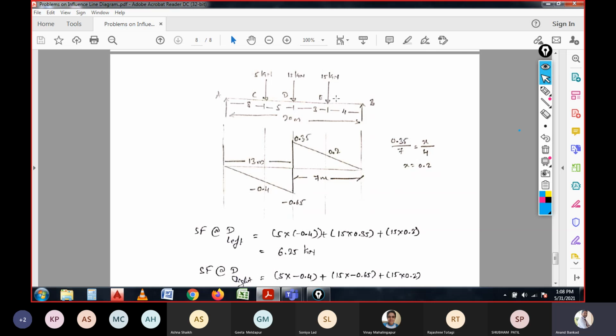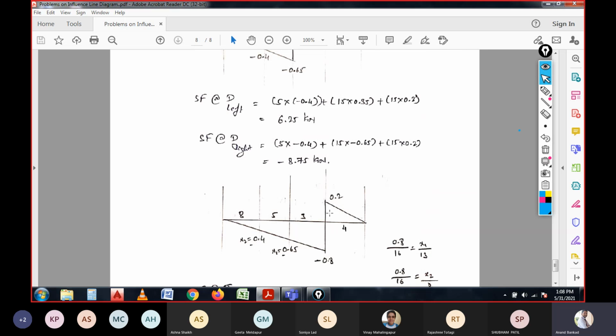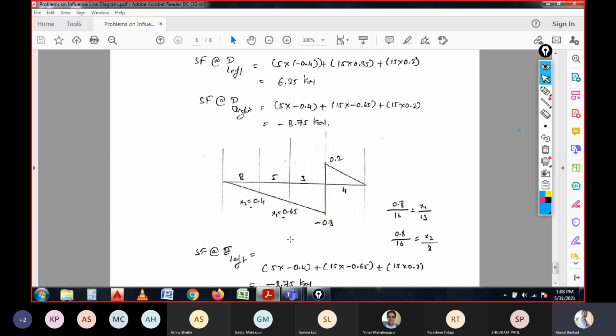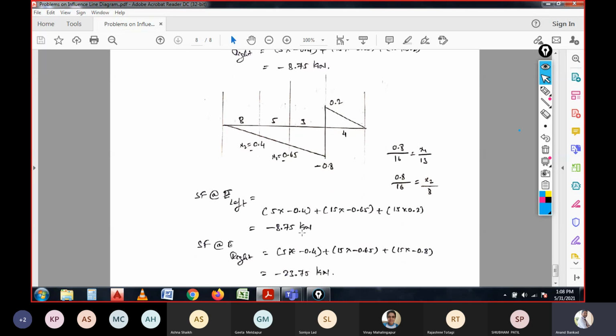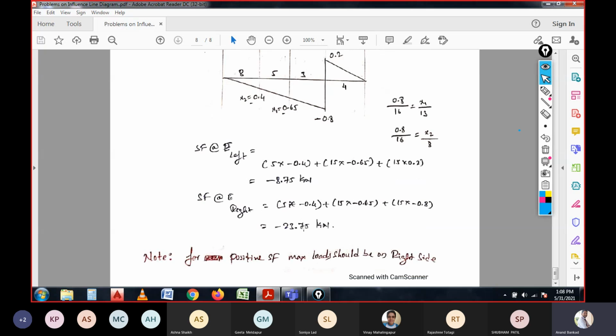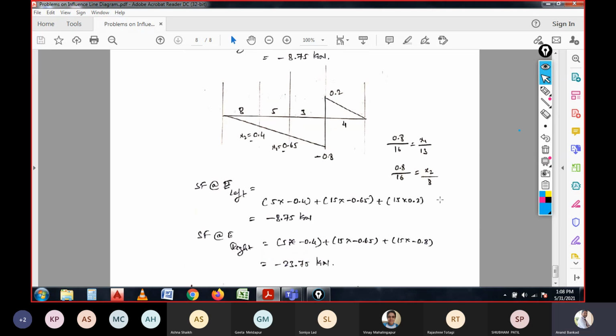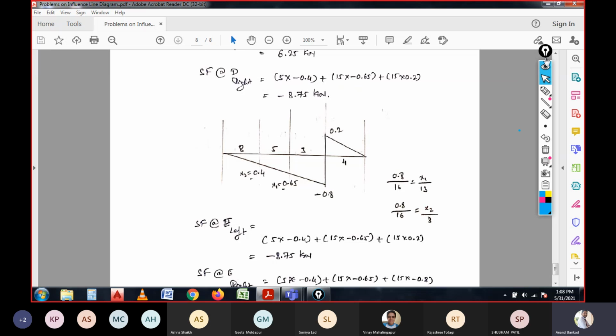And at the same time, at the point E, if you want to consider, again with the similar triangles, we need to calculate the coefficient values, and then we need to multiply those coefficient values with the intensity of load at that particular point. If you do that, then the total shear force at that considered section is obtained. Right? I hope it is clear for you what was discussed in this class today.